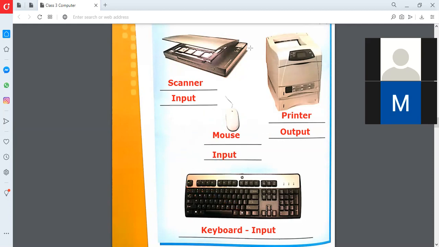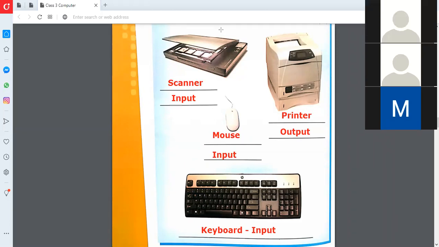So now my question is, everybody write this on page number 34. Everybody write these devices on page number 34. Say yes or no. Yes, sir, I write. Yes, sir. Okay, that's good. You guys wrote it. That's great.